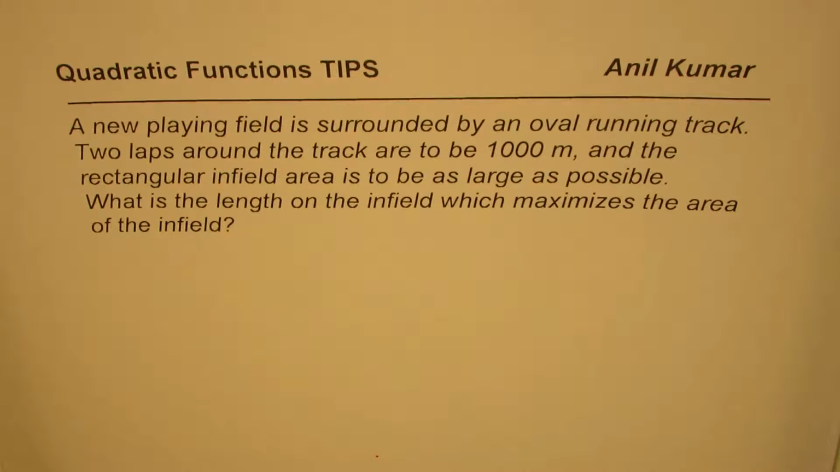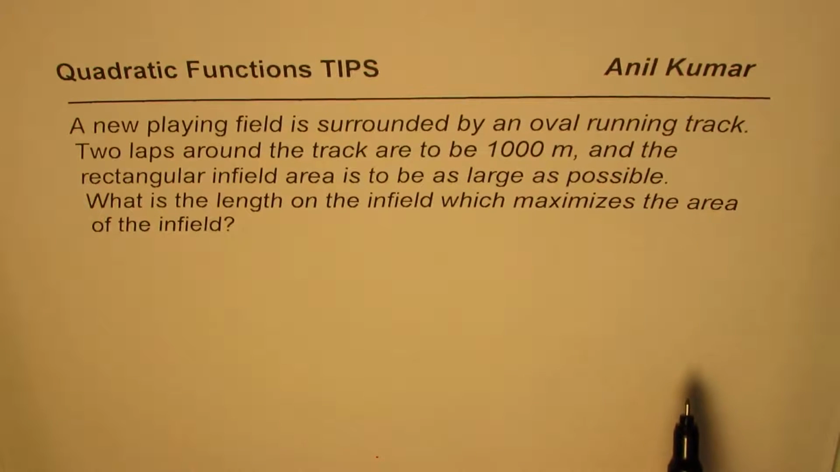The question is, a new playing field is surrounded by an oval running track. Two laps around the track are to be 1000 meters, and the rectangular infield area is to be as large as possible. What is the length of the infield which maximizes the area of the infield? That's the question for you. I've seen this in many test papers, and it's kind of a difficult question to solve.